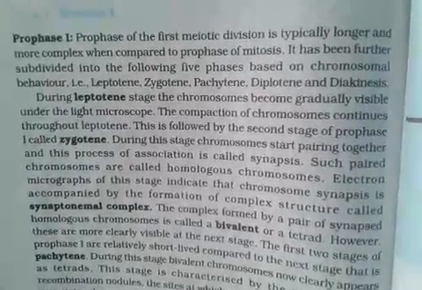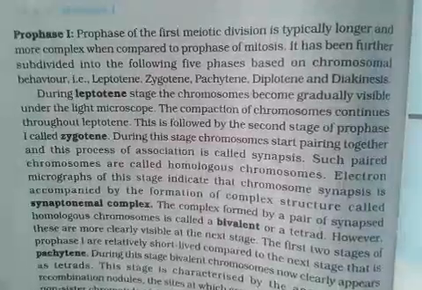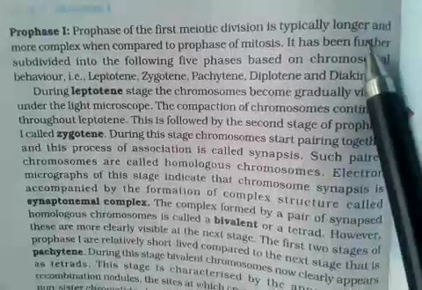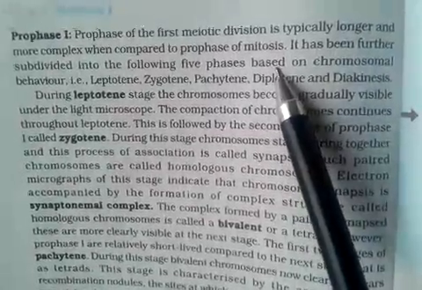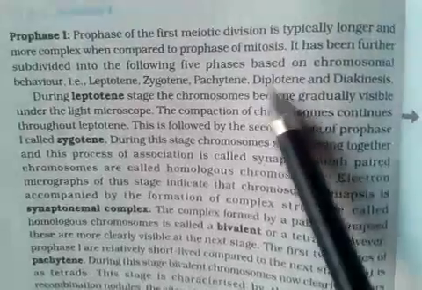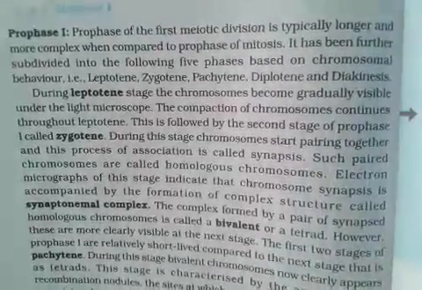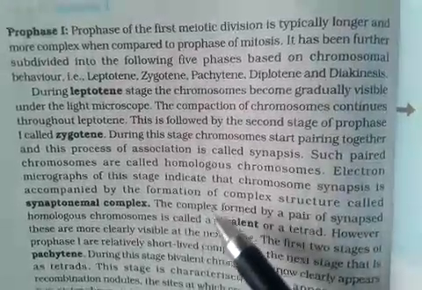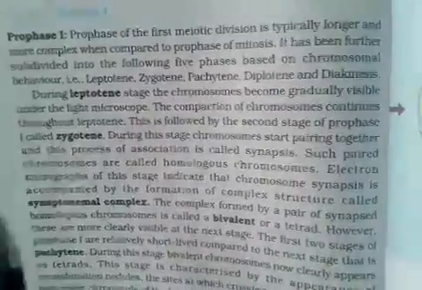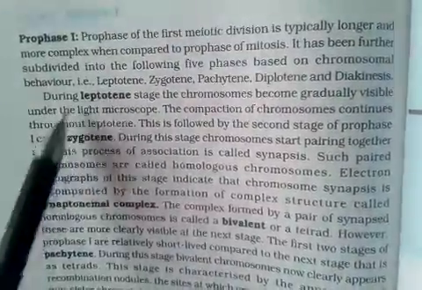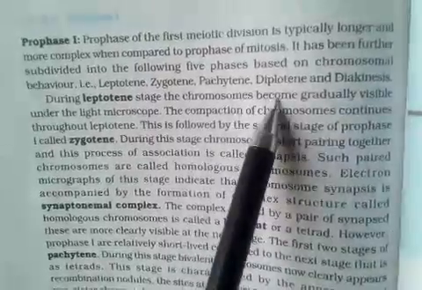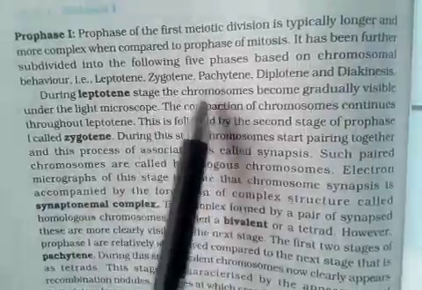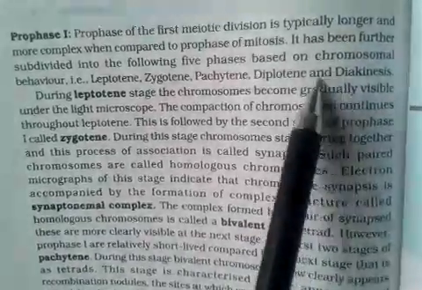So what is prophase? As we have done in mitotic division, prophase 1 is the first phase of the meiotic division, and it is quite longer and more complex than the prophase of mitosis. Due to the complexity and longer period of time, this phase is divided into 5 stages: leptotene, zygotene, pachytene, diplotene and diakinesis.